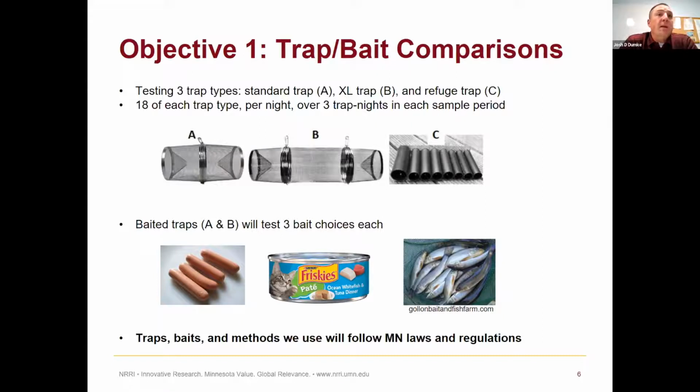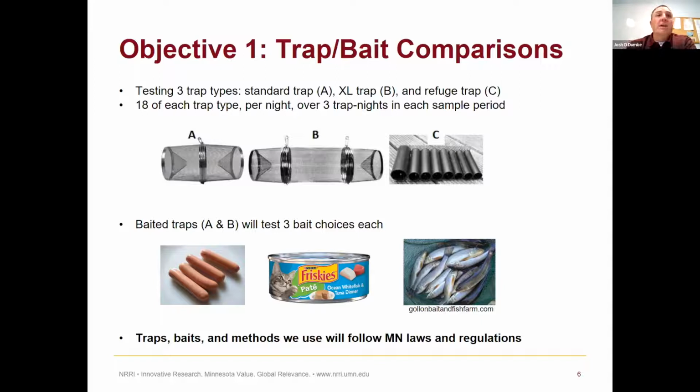And the traps that are baited, A and B, will be baited with 3 different bait choices: hot dogs, cat food, and frozen fresh fish. Frozen fresh fish is reported to be absolutely the best for capture, but there's a lot of variability. Last year I trapped with cat food and beef liver, and the catch really flip-flopped between the two. One lake they liked one, another lake they liked another. So there may be a lot of variability among bait choice. These all may be pooled together, and we'll end up just using the trap style in our data analysis.